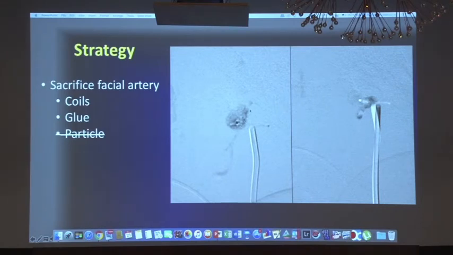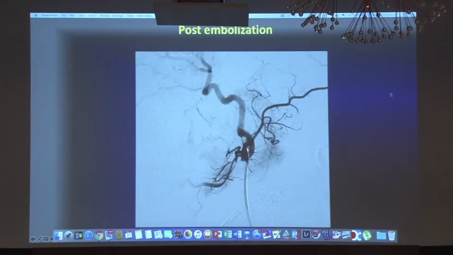To inject glue, we put in the microcatheter and put a little bit of glue inside the false aneurysm, and then put glue into the proximal facial artery also. After the treatment, the false aneurysm has gone, and the patient is good.